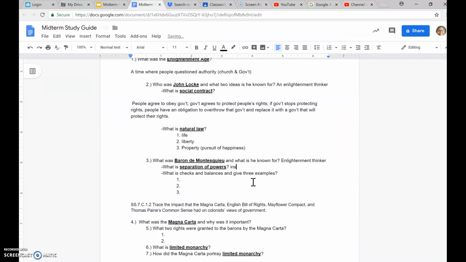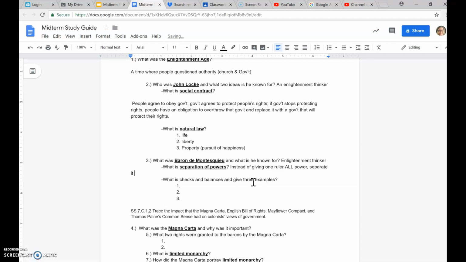Let's say instead of giving one ruler all power, separate it to other bodies, but really it's like branches. In parentheses, I'm going to put 3 branches of government. So we get the 3 branches of government.